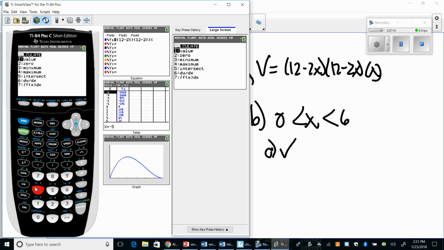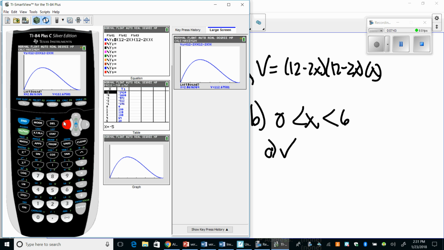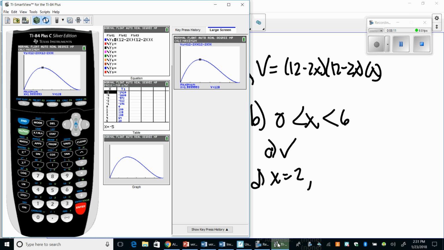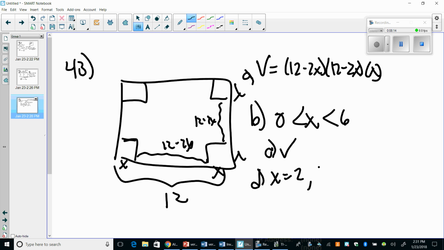Second, trace 4. I need a left bound, so go to the left of that top point, which will be somewhere over here. Push enter. You'll notice it draws a vertical line. It says right bound, so go to the right of that top point and push enter. And then it says guess, push enter one more time, and I get 1.99993, that's really 2. So when x is 2, I get a maximum volume of 128.